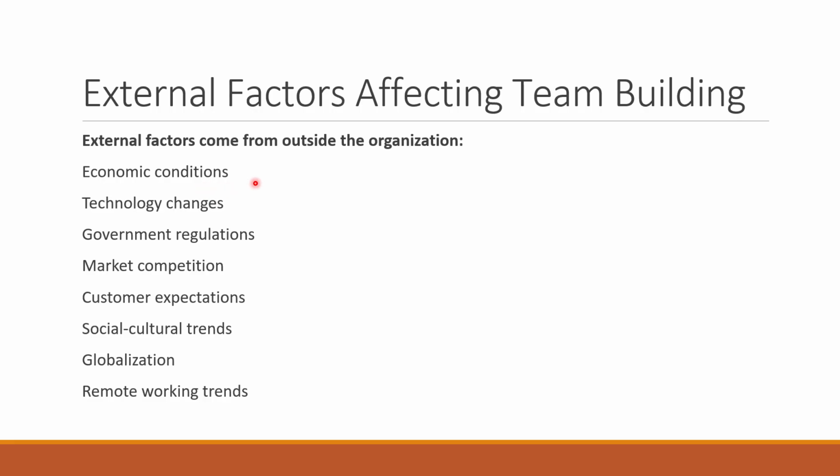The first is the economic condition. If the market is doing well, teams feel secure and motivated. But during a recession, the fear of losing the job can reduce the team morale. Next is the technology changes. So teams must quickly adapt to the new technologies. For example, schools shifting to online classes require teachers to learn the digital tools rapidly. Then there are some government regulations or policies like labor laws, safety rules, industry regulations. They may influence the way the teams work.